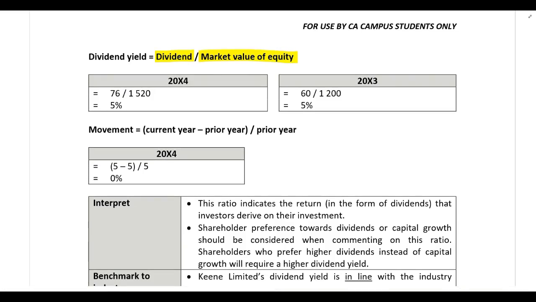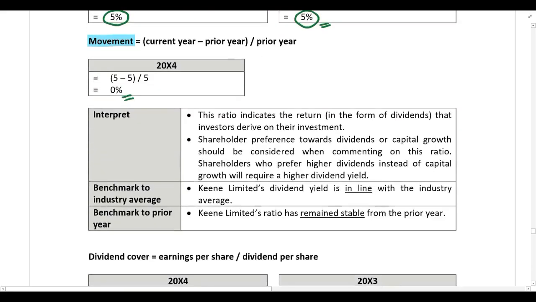All right, so once again, in addition to calculating the dividend yield, you can also calculate the movement. So you calculate the movement by taking the current year dividend yield, deducting the prior year, and dividing by the prior year. So you can see we have a dividend yield of 5% in both years, so there's a 0% movement. If we look at our discussion, let's first interpret this ratio.